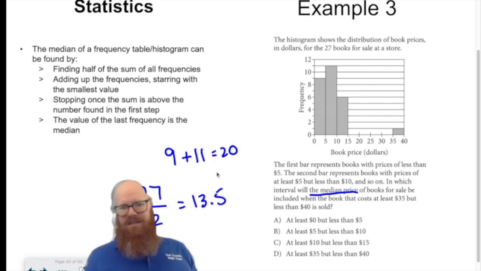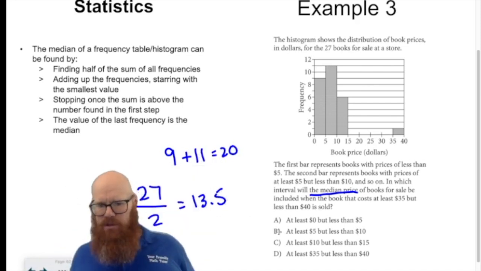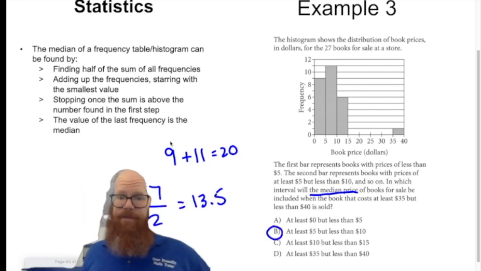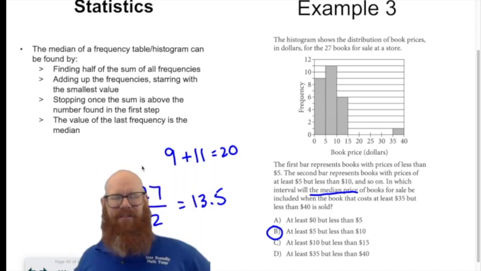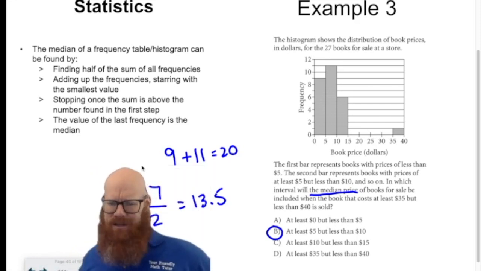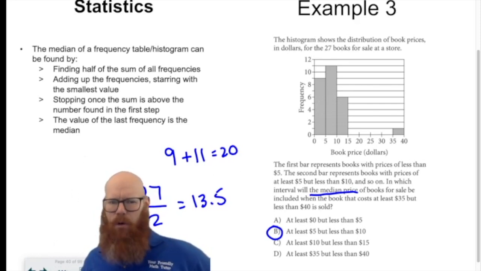So the median must lie in that interval, so somewhere between 5 and 10, so at least 5, but less than 10. So that's how we can find the median without having to do the whole cross-out method, which we would do if there was just like 5 or 6. If there wasn't a lot of values, we could do the cross-out method. But here we can't really do it because we don't know what the specific values are. So this is one way to do it with a frequency table or histogram.